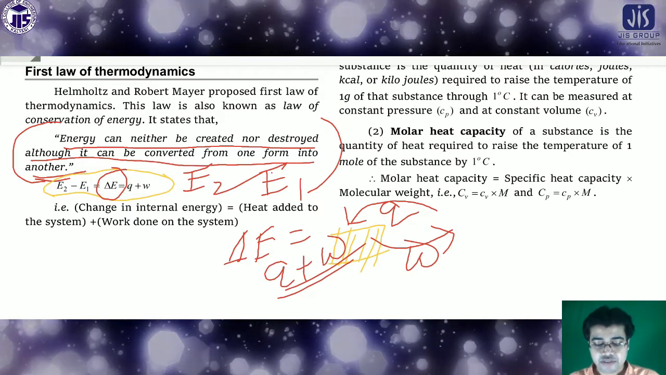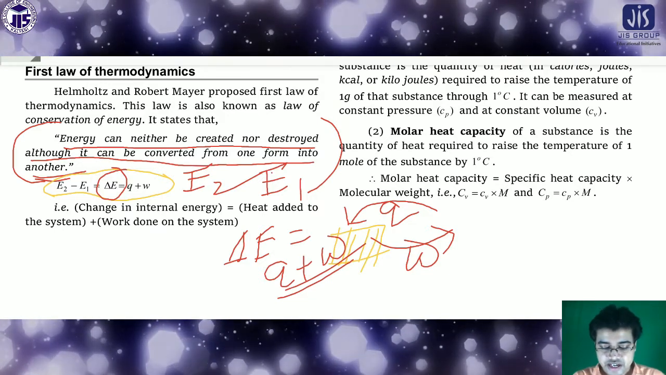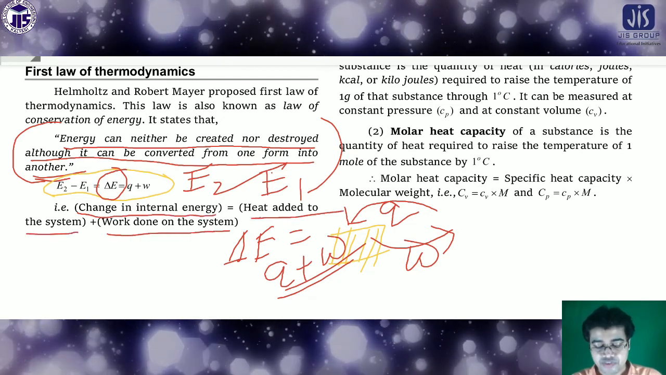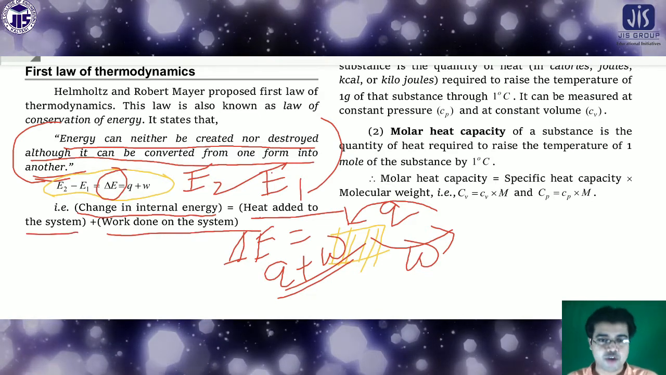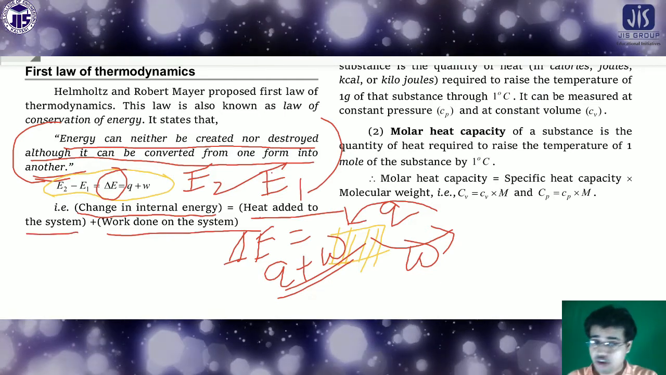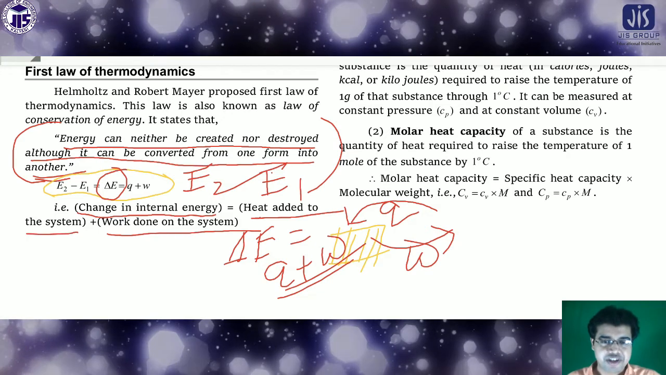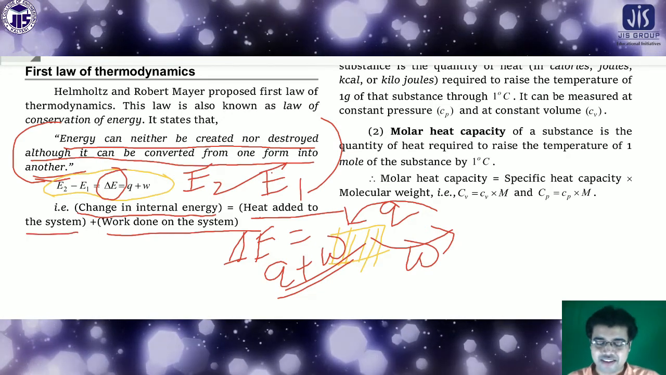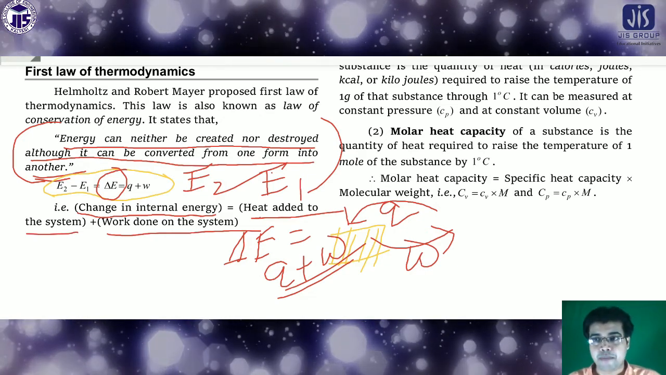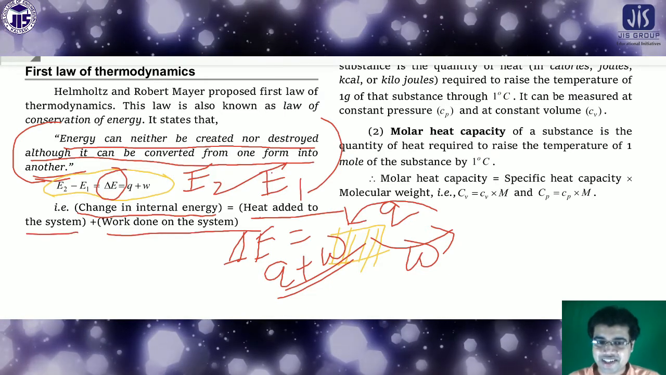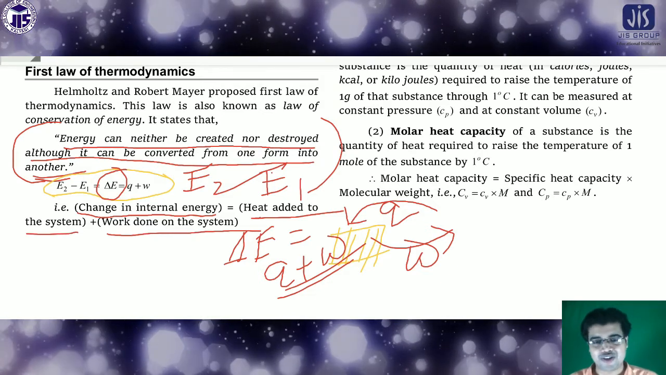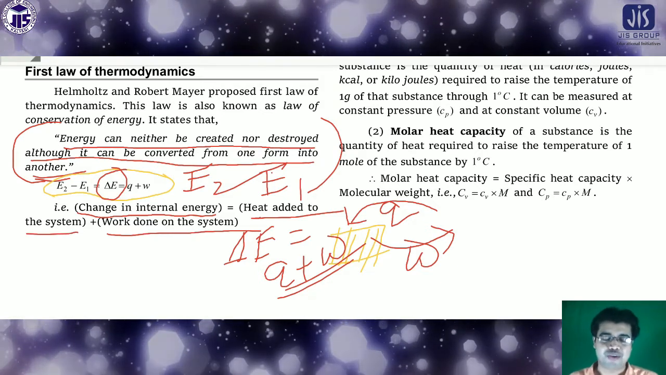So that's why the first law tells us that delta E, the change of internal energy, equals the heat added to the system and work done on the system. This is very, very important because this is the first law of thermodynamics. It tells us that energy cannot be created nor destroyed, but it can be converted from one form to another. Many scientists explain the first law in different ways, but ultimately all the statements conclude that it cannot be created nor destroyed, but can be converted from one form to another.